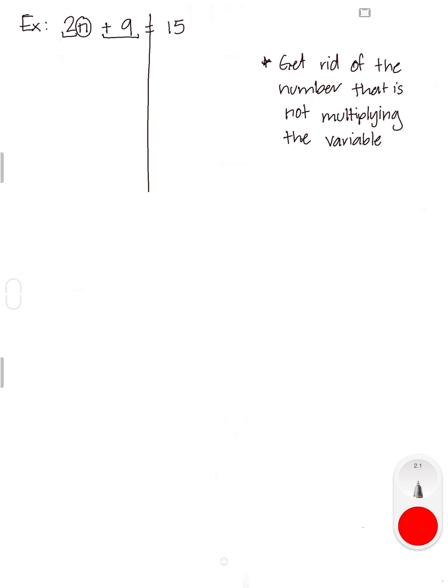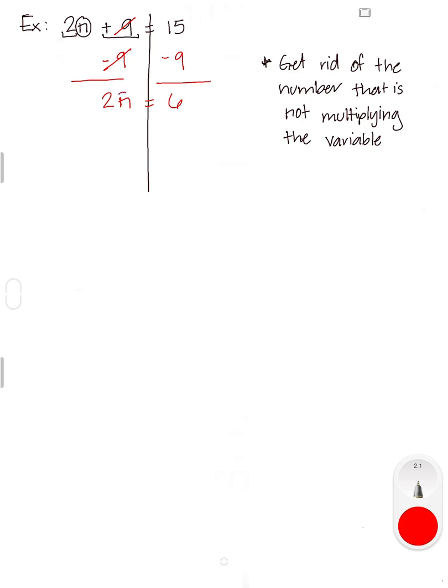So 9 is adding, so what we're going to do is we're going to go ahead and subtract. Again, by the property of equalities, if we're subtracting on one side, we go ahead and subtract on the other side. So 9 minus 9 gives you 0. We can just go ahead and eliminate those two, and we end up with 2n equals 15 minus 9, which is going to be 6.